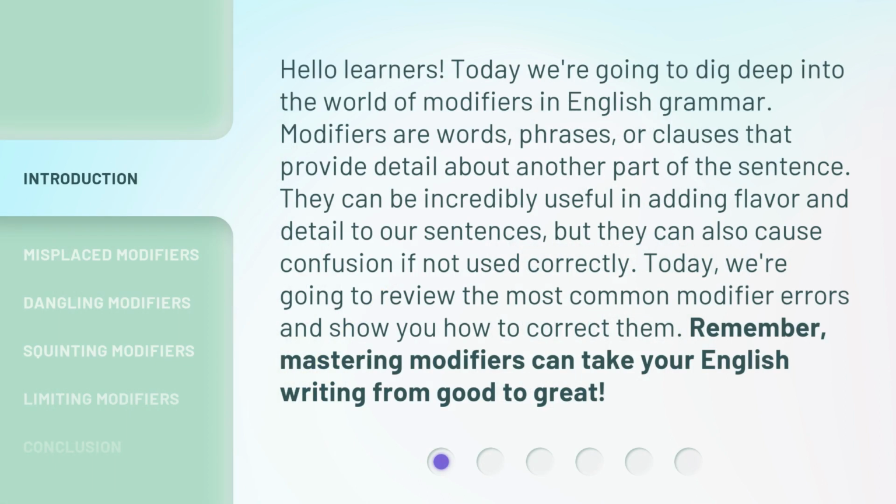Hello learners! Today we're going to dig deep into the world of modifiers in English grammar. Modifiers are words, phrases, or clauses that provide detail about another part of the sentence. They can be incredibly useful in adding flavor and detail to our sentences, but they can also cause confusion if not used correctly. Today, we're going to review the most common modifier errors and show you how to correct them. Remember, mastering modifiers can take your English writing from good to great.